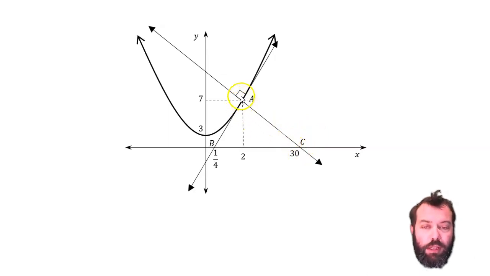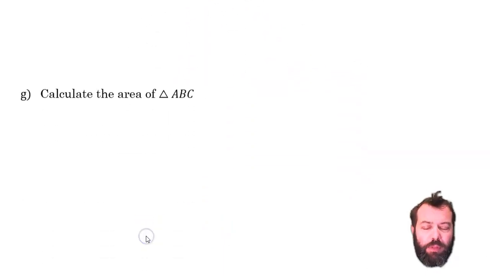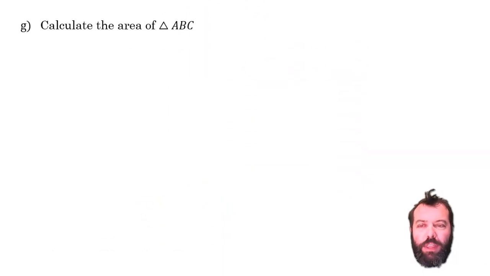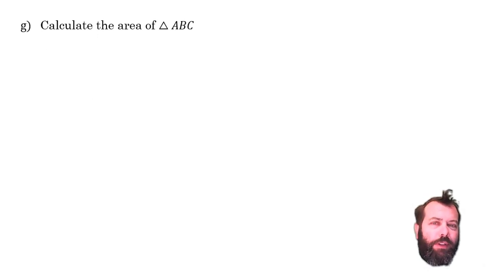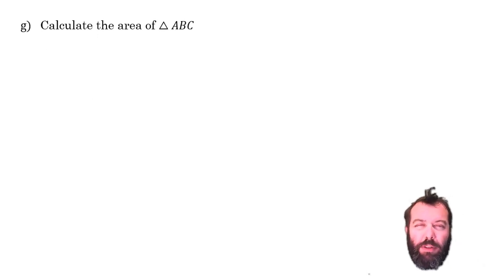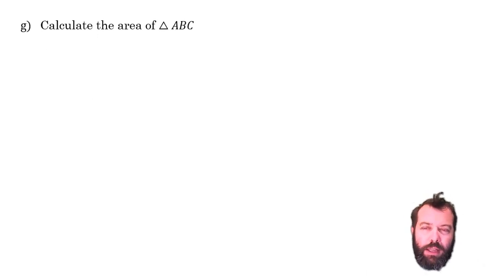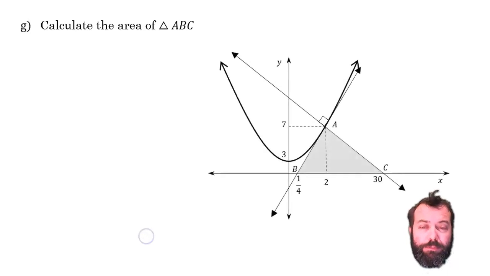You can see here that this actually forms a little right-angled triangle. That may or may not be important later on. Our sketch is getting a little bit busy, but there's my tangent and a normal at that point. We've determined the equation of both of those. Moving along, find the area of the triangle ABC. Now we've got a couple of formulas for working out the area.